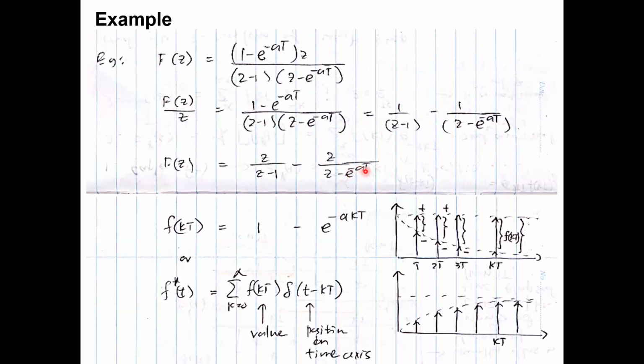Now, this e to the minus aT thing is a number, isn't it? It's a number. If you figure that out as some exponent, you are wrong. e is a number, a is a number, T is a number. So e to the minus aT is just a number. So treat it as a number, just like 1 over here. It's not any exponential thing, right?